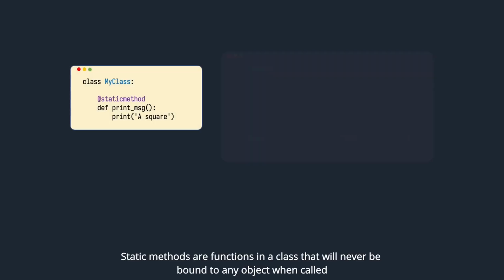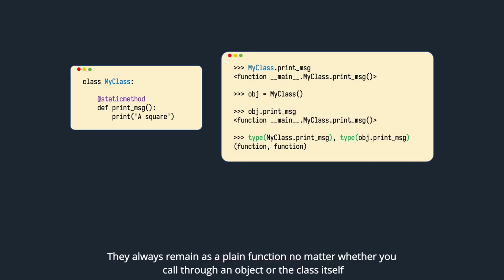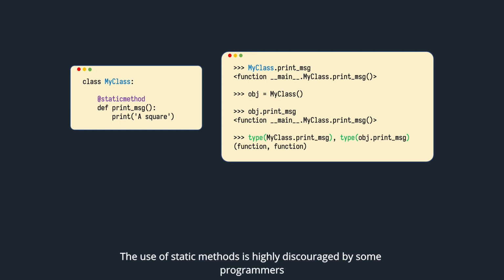Static methods are functions in a class that will never be bound to any object when called. They always remain as a plain function no matter whether you call through an object or the class itself. A static method is never bound to anything. So it doesn't receive any extra argument when it gets called. The use of static methods is highly discouraged by some programmers. You can usually use a regular function in the same module instead of a static method.